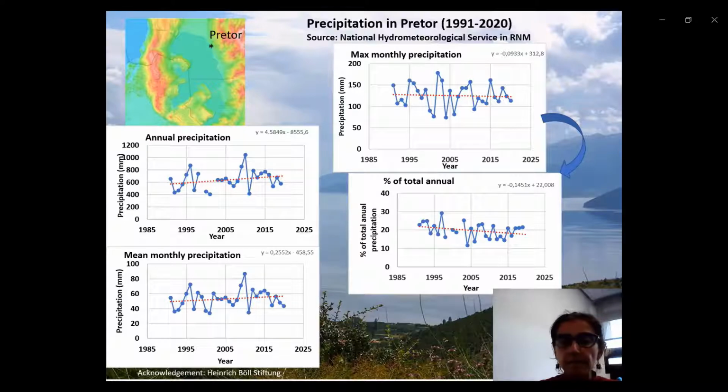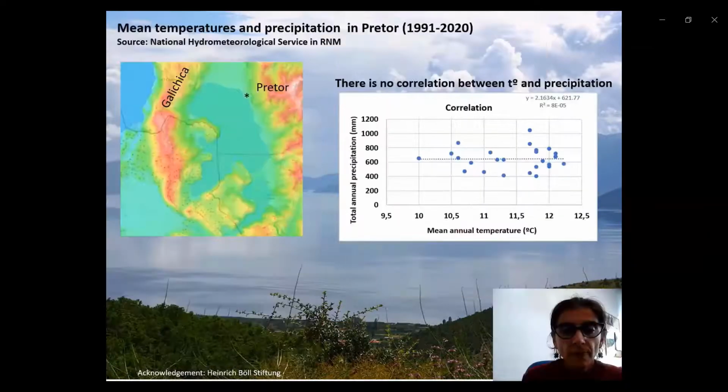Okay, and the next slide. This slide gives you information about the correlation between the temperature and the precipitation. And as you can see, there is no correlation. So it doesn't mean that it rained less in the years where it was colder or anything like that.